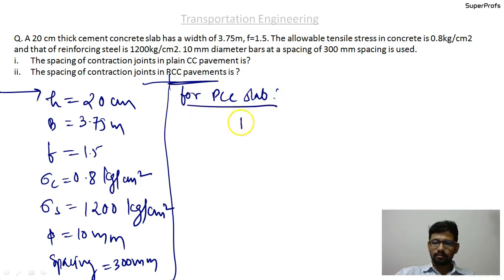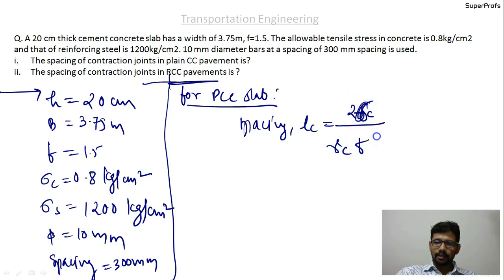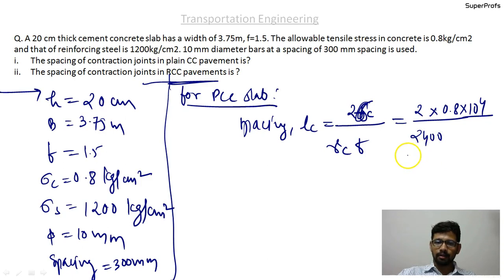the spacing LC equal to 2 into sigma C upon gamma C into F. Oh, sorry, I have written it here. So 2 into sigma C is 0.8 into 10 to the power 4, and gamma C is 2400 kg per meter cube, and F value is given to be 1.5.